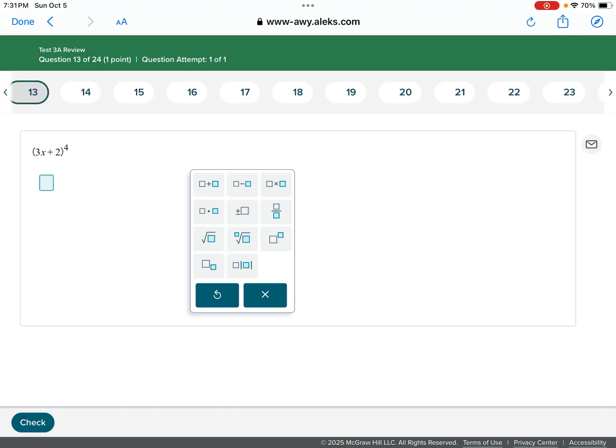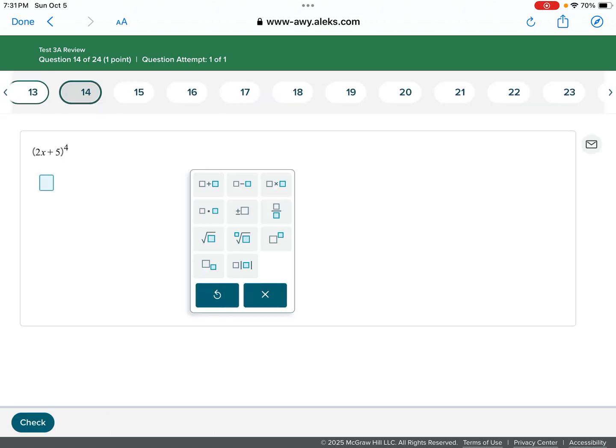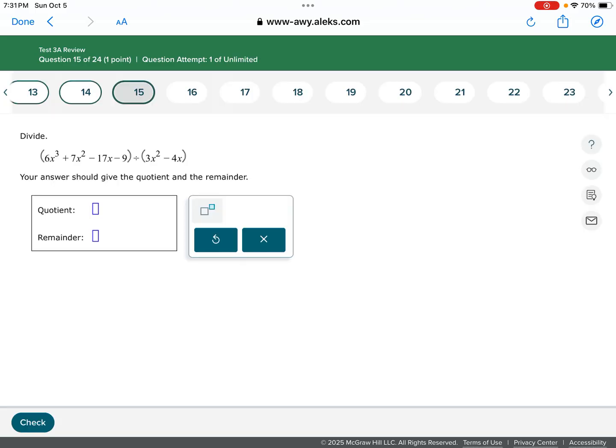This is just another practice. This is a Pascal's triangle problem, so if you need to practice more, you can practice more. What about 14? 14 is also another practice problem for that right there. For 15, that's going to be the next question. So I'm actually going to do a second video for the rest of the review.